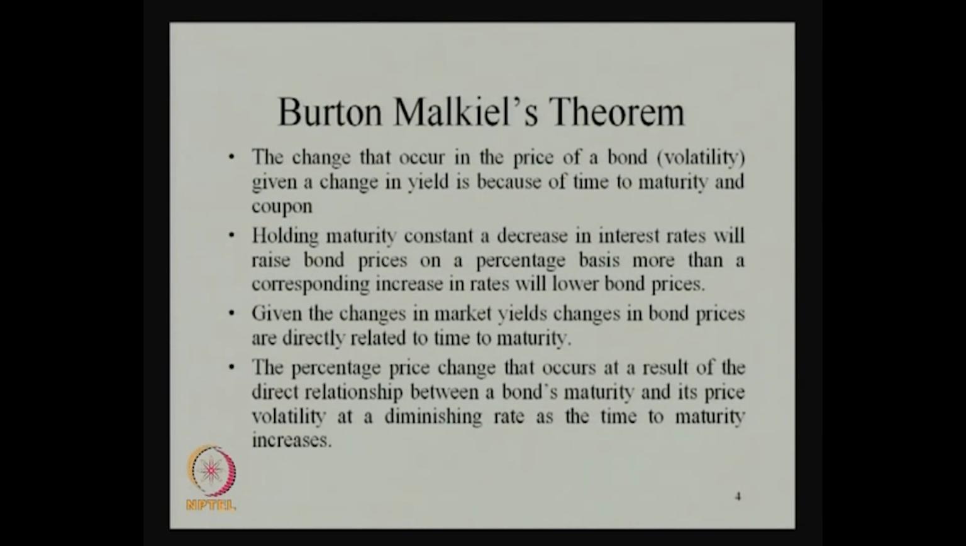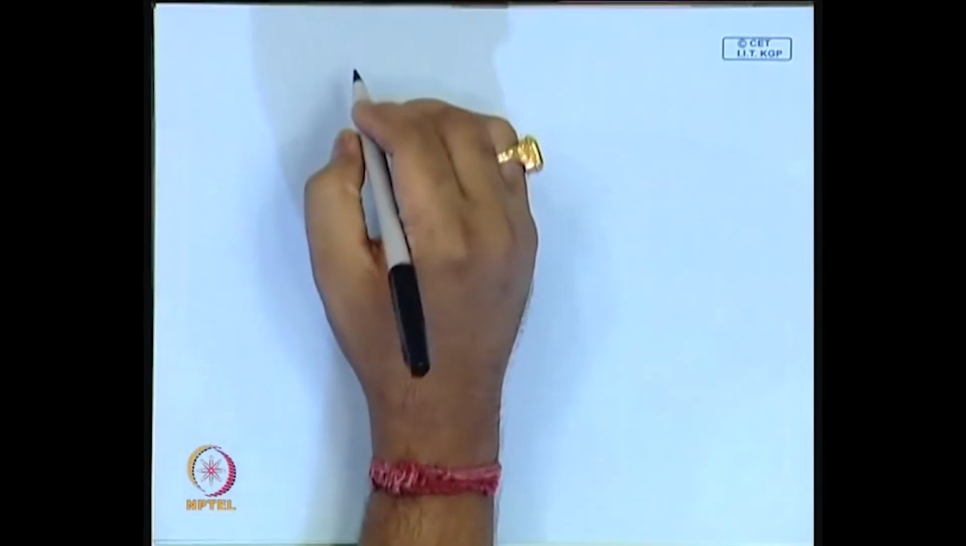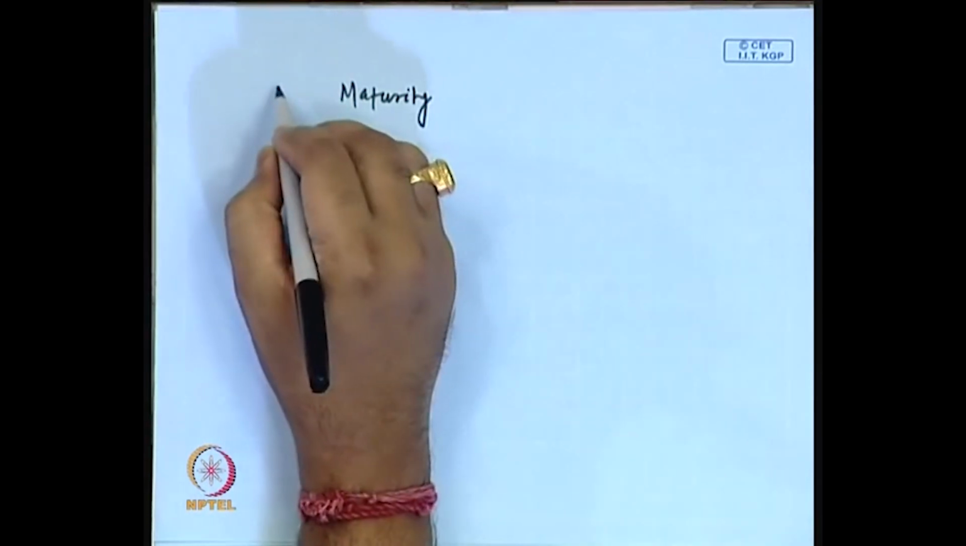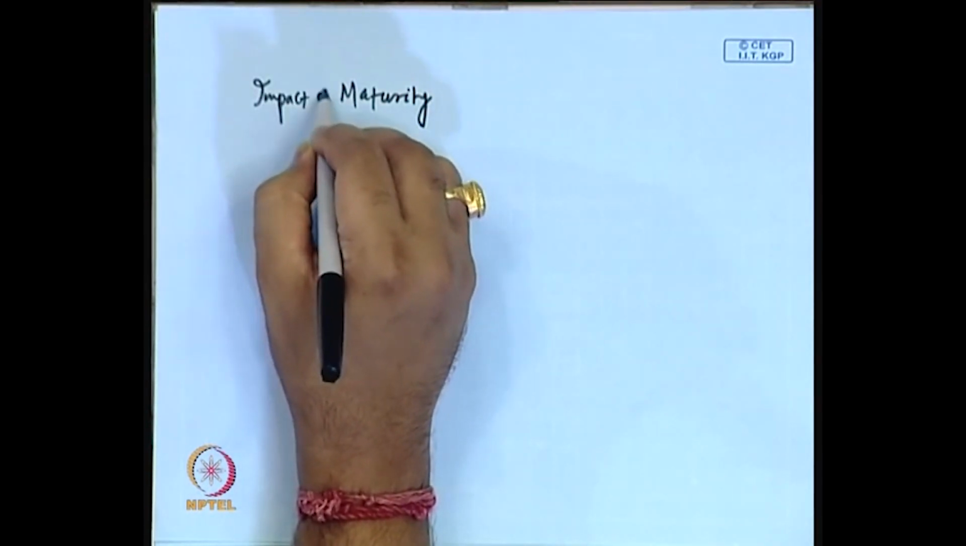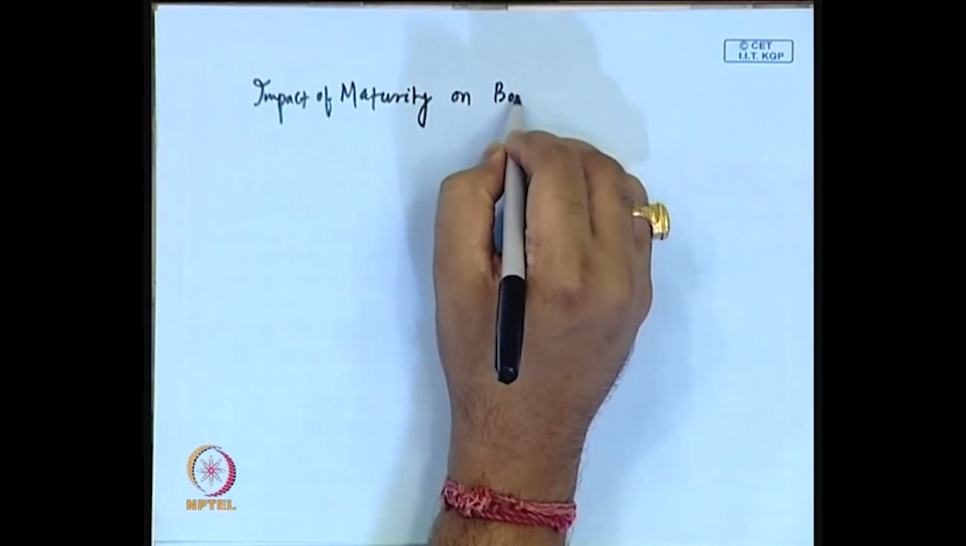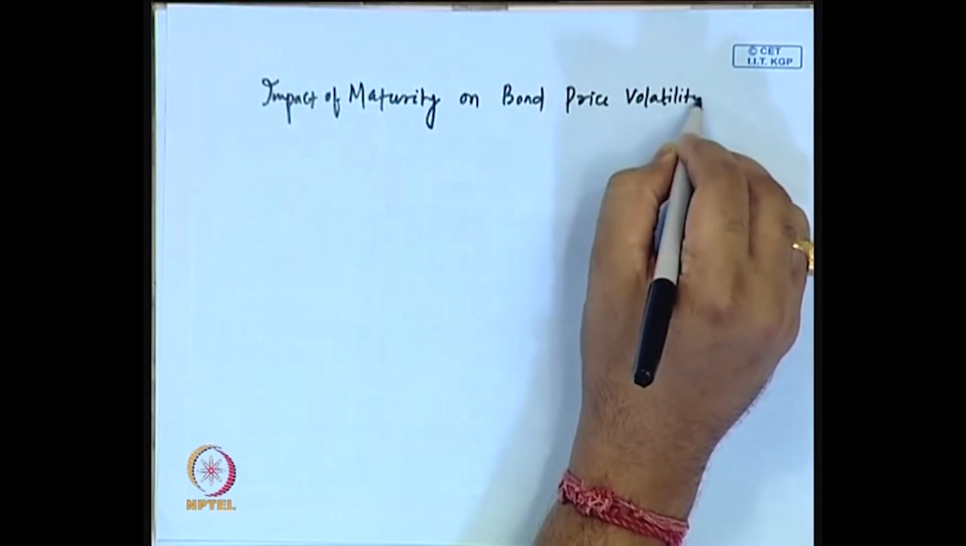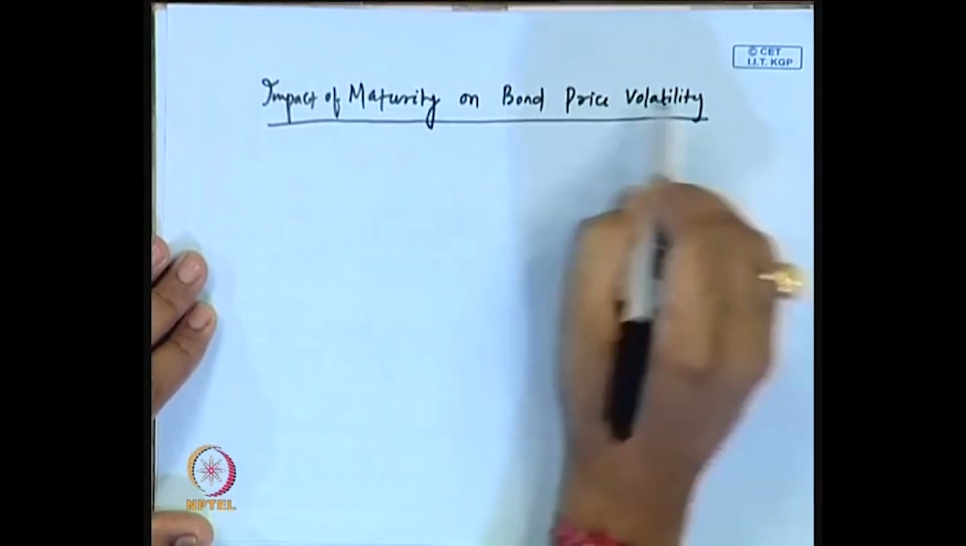If you see this example, it will be more clear. Your maturity, your coupon, your yield are the different factors which affect bond pricing, and there are certain observations Malkiel has found, which we can also see through this example. Let us observe how maturity affects bond pricing: the impact of maturity on bond price volatility.